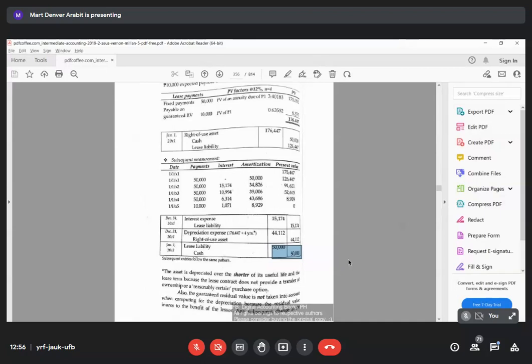Also, the guaranteed residual value is not taken into account when computing for the depreciation because residual value inures to the benefit of the lessor. So again, hindi kino-consider yung residual value for the computation of depreciation on the part of the lessee because there will be no benefit si lessee. Okay? So all benefits will go to the lessor. That's why hindi niya kailangang i-depreciate yun. So, nothing to gain for lessee. That's why hindi siya kino-consider sa computation ng depreciation.